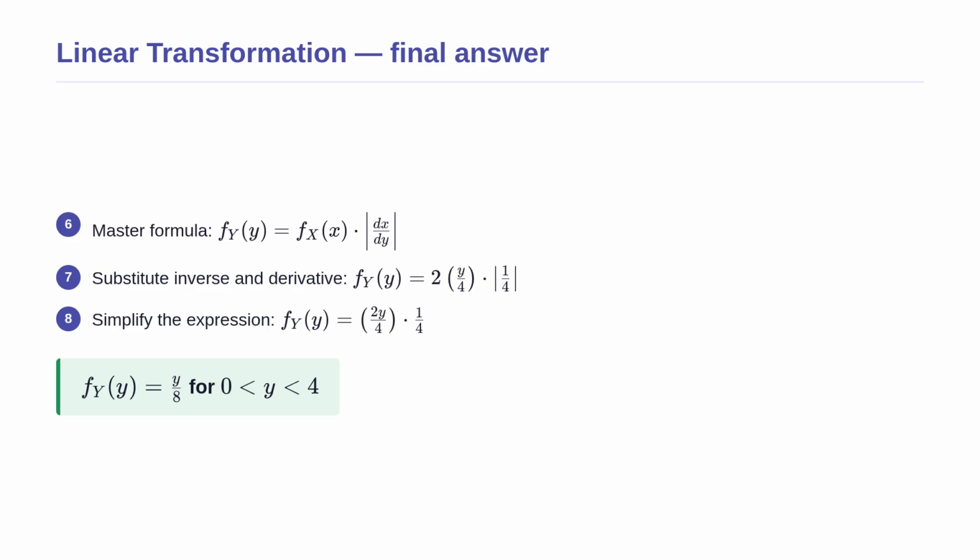Physically, this means the transformation stretched the support from a width of 1 to a width of 4. So the density had to adjust to ensure the total probability remains exactly 1.